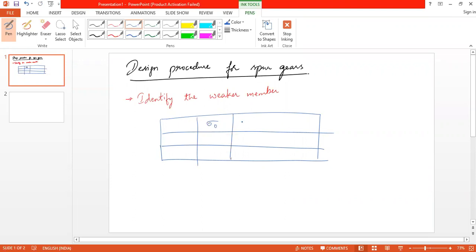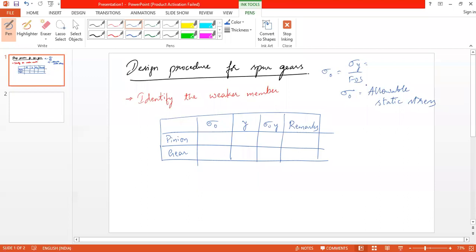Where we'll be having sigma O, y, sigma O y, and remark. Here, what is sigma O? Sigma O is the allowable static stress. Sometimes you may get the material property or you may get the allowable stress. If you get the material property like sigma y, then you need to divide that by the factor of safety, so you will get sigma O.